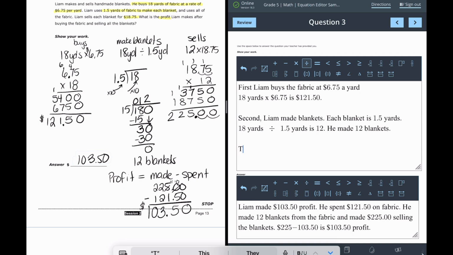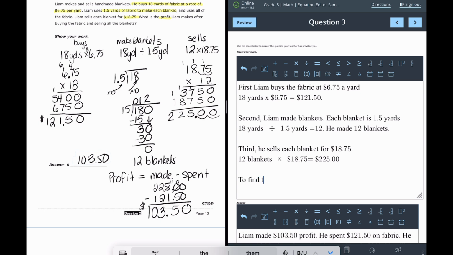And then third, he sells each blanket for $18.75. Okay? So 12 blankets times $18.75 is equal to, actually I want to put an equal sign instead for all of these, is equal to $225. Done.